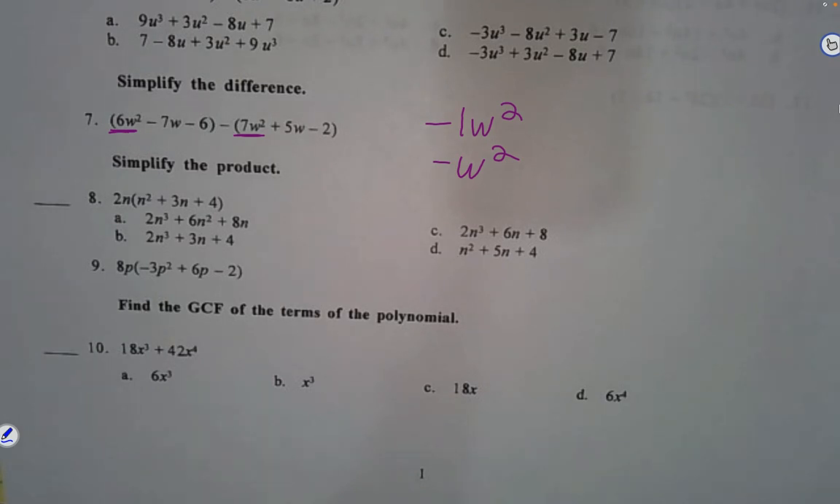Now let's move to the next thing. It looks like negative 7w minus 5w. Be careful. Negative 7 minus 5. You have to add it. You have to type in negative 7 minus 5. It's negative 12w. So make sure you understand that. Minus 12w.